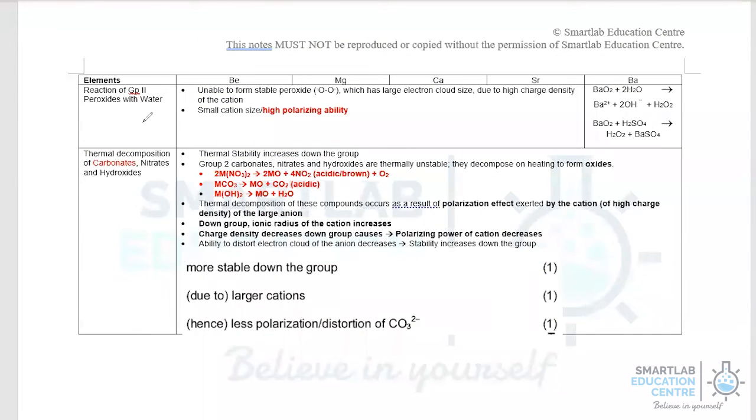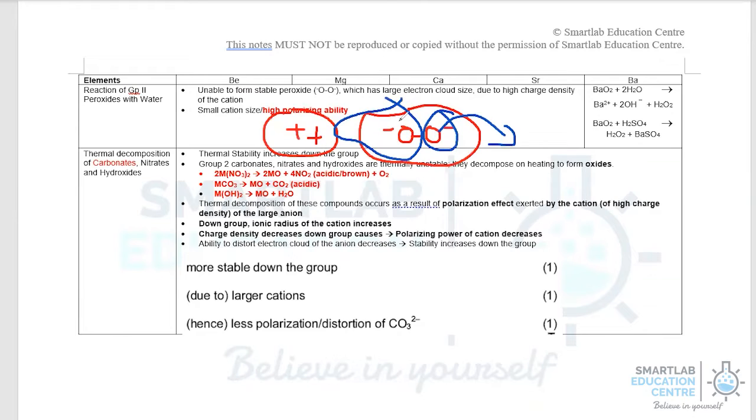Okay, now we look at the reactions of group 2 peroxides with water, and before that, we need to note that all of these compounds are unable to form a stable peroxide. The reason for that is that this is the structure of peroxide, so it has a pretty large electron cloud. If your charge density, which for group 2 is this, is too high, then you will polarize it so much so that the O-O bond in the peroxide molecule will break, forming your oxide, which is actually more stable.